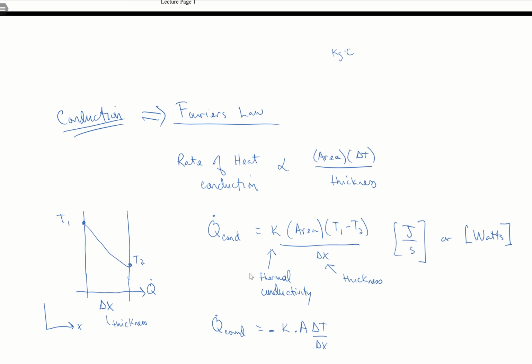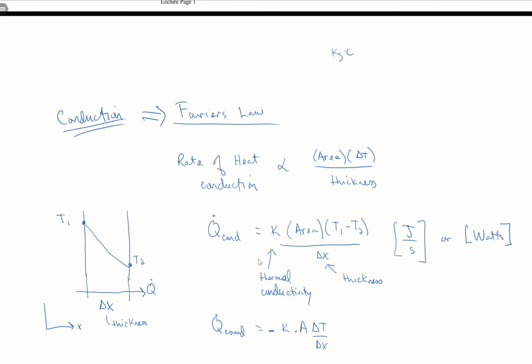So when talking about conduction, okay, which remember is the transfer of energy from more energetic hot area to a lower energetic cold area through conduction, which is material adjacent to each other or going through a wall, okay?